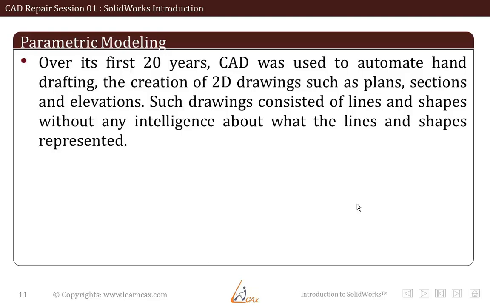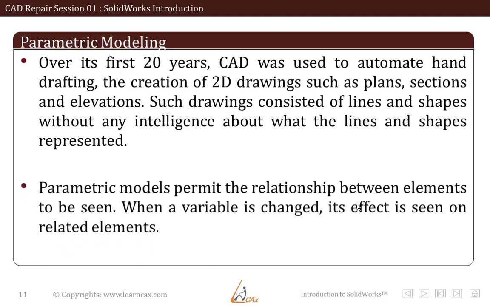Over its first 20 years, CAD was used to automate hand drafting, the creation of 2D drawings such as plans, sections and elevations. Such drawings consisted of lines and shapes without any intelligence about what the lines and shapes represented. Now parametric models permit the relationship between elements and operations. When a variable is changed, its effect is seen on related entities.